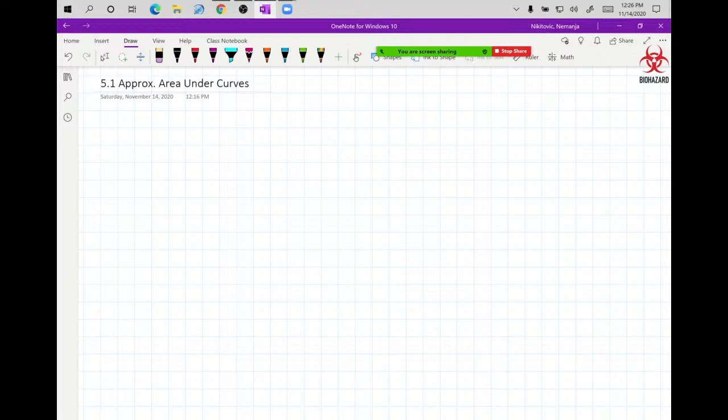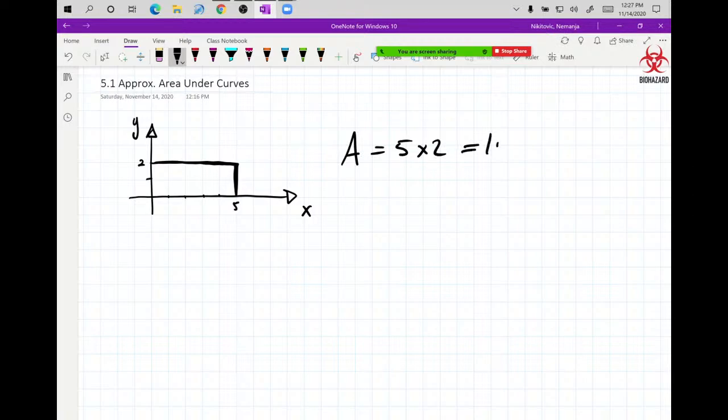Now, what are we talking about, approximating area under the curve? There are geometrical shapes for which you can calculate area easily because you know formulas, like a circle and so on. But let's talk about a rectangle. So if I have a rectangle like this in the XY coordinate system, 1, 2, 3, 4, 5, and 1, 2, you will say that the area is 5 times 2, which gives you 10 units squared, and you move along with your life.